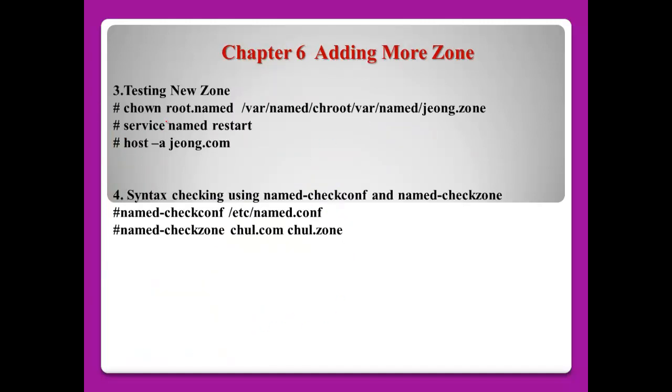And testing the new zone: first change the ownership to root.named, the chroot name is jongjon, and then restart the service named, and query the new domain jong.com like this. So even if you don't create the reverse zone file for this jong.com, there is no problem using this new domain.